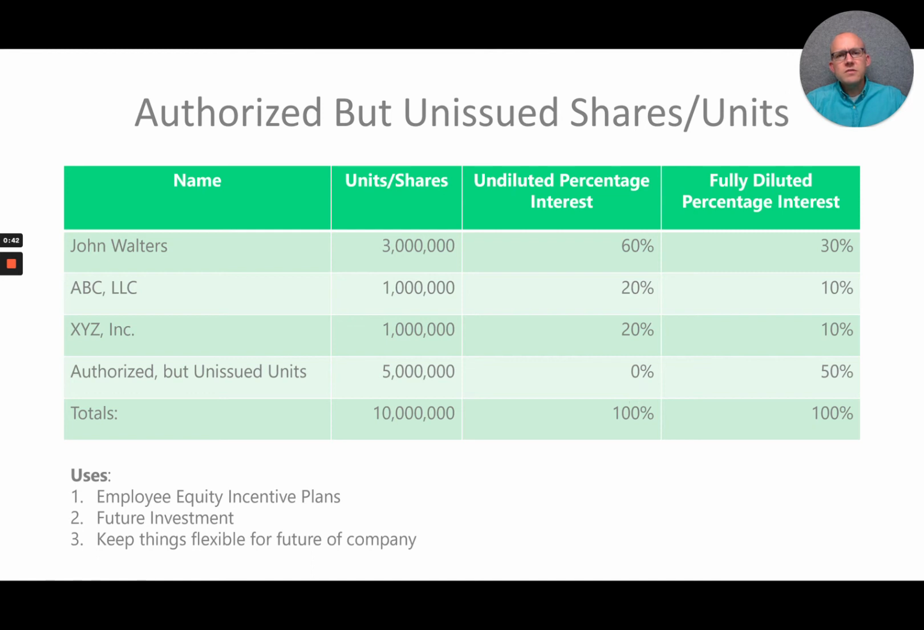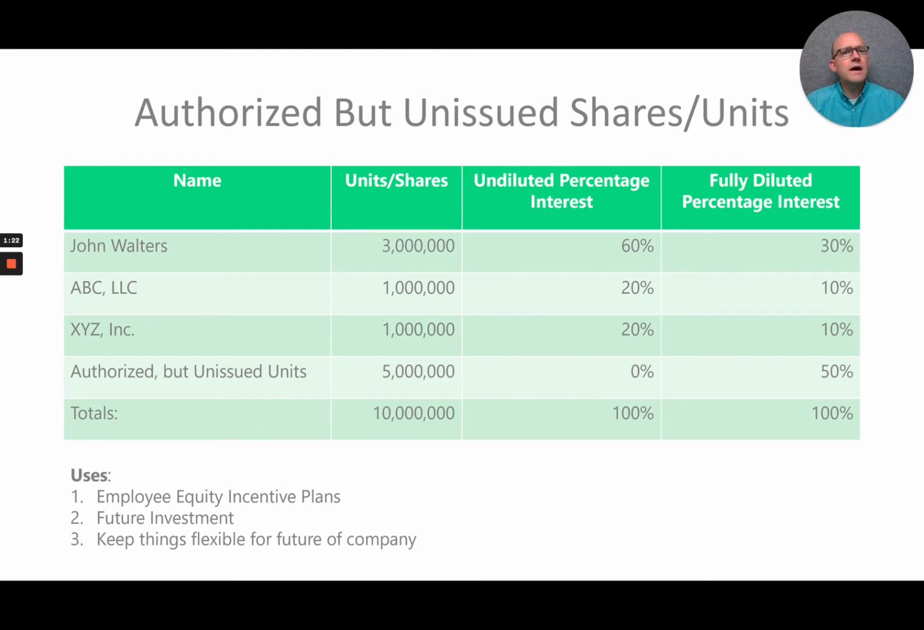In this presentation, I'm going to talk about authorized but unissued shares and units on your cap table. One of the things when you're planning your business is it's always good to have more shares authorized and approved than you're going to initially use, so that down the road, if things change, if you have employees that you want to be able to grant some units to, or if you want to have some units set aside to sell to an investor or a strategic partner, you have them there.